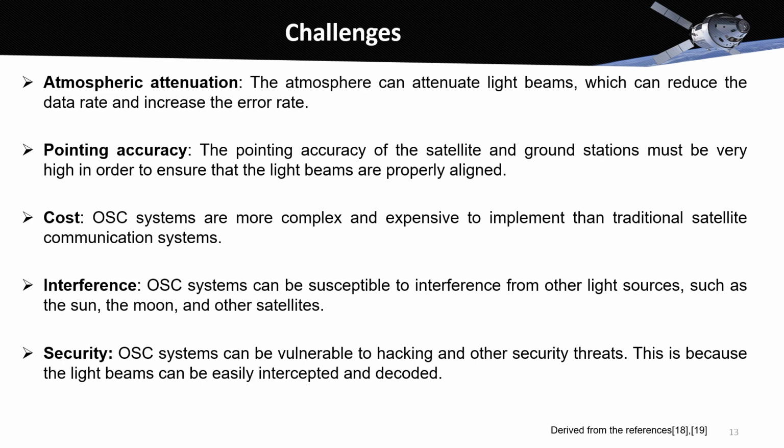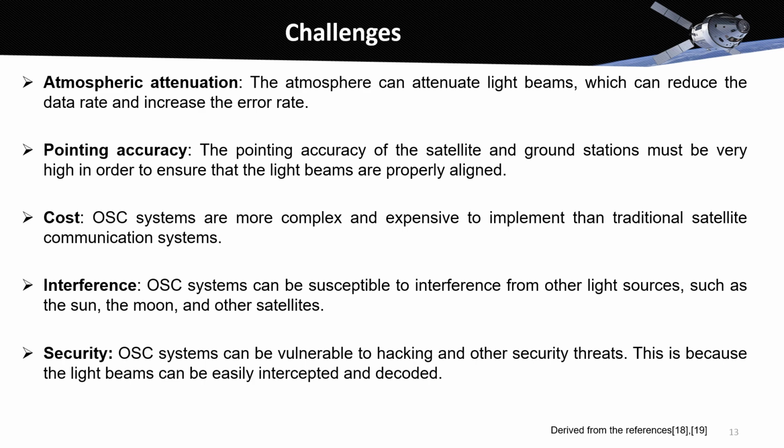On to the next slide, let me explain the challenges of optical satellite communications. These are the main challenges affecting optical satellite communication. The first one is known as atmospheric attenuation. The atmosphere can attenuate light beams, which can reduce the data rate and increase the error rate. Also, the pointing accuracy of the satellite and ground stations must be very high in order to ensure that light beams are properly aligned. OSS systems are more complex and expensive to implement than traditional satellite communication systems.